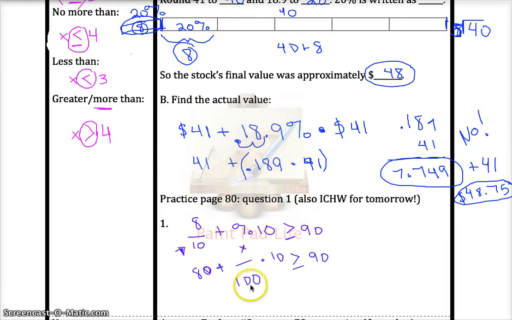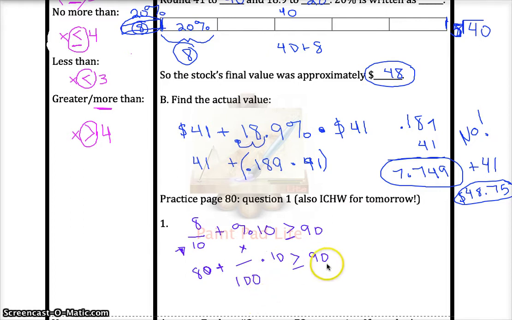All right, so x over 100 times 10, because this percent means per 100, or some number over 100. And we know that 8 out of 10 is an 80%. So 80 plus x over 100 times 10 is going to be greater than or equal to 90.